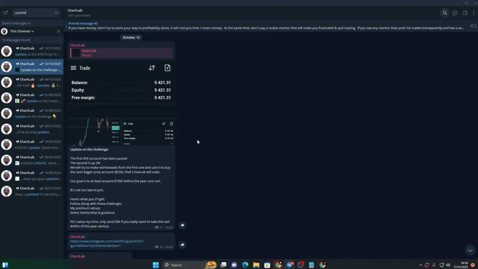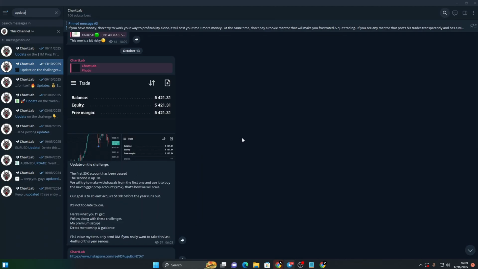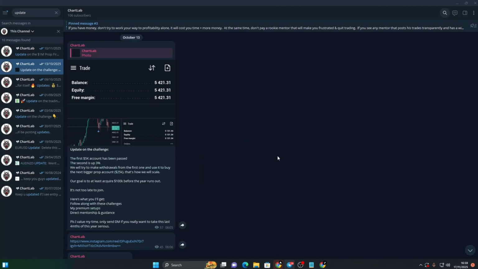We are still on the challenge we started in August, right? The challenge was to accumulate 100k in profit capital. I'm trying to help my students build up capital in trading. We started the challenge in August, and we were able to pass the first 5k account. This update was on October 13th. You can see the first 5k account has been passed.